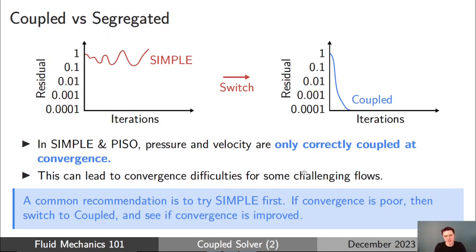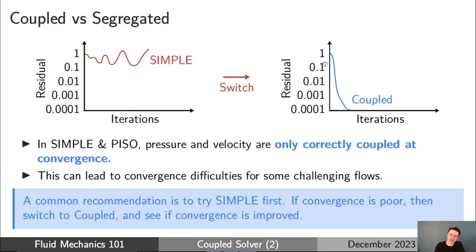And so what that means is that for some more challenging flows like turbomachinery or compressible flow solutions, for example, where the accuracy in the pressure and velocity fields and the coupling between them is really important for other fields like the energy equation and to calculate density, then this can lead to convergence difficulties. And so even though it's faster, for some challenging codes, SIMPLE and SIMPLEC and PISO may diverge. So they're faster, but they're faster at diverging.